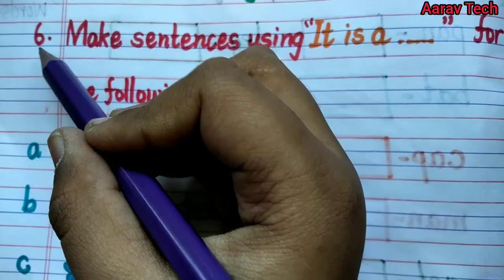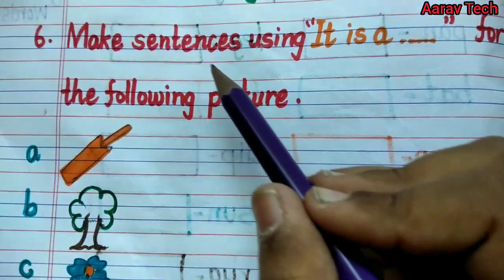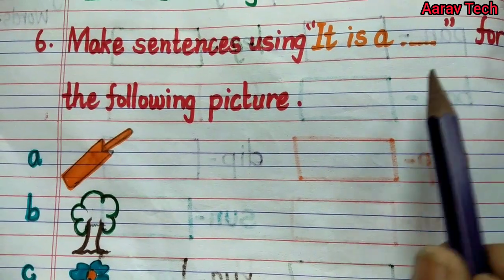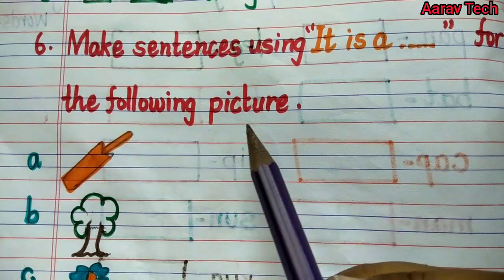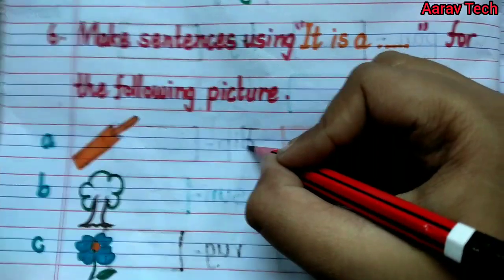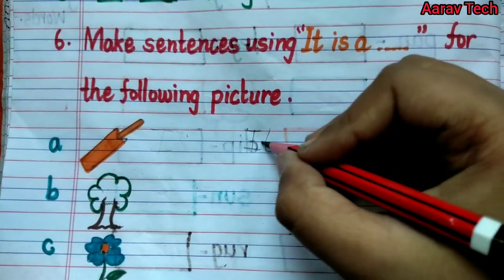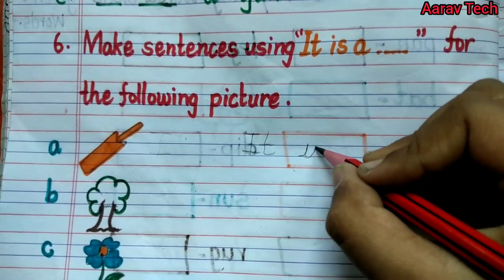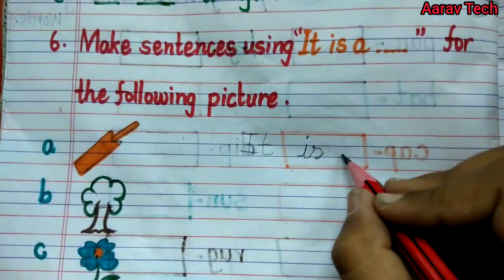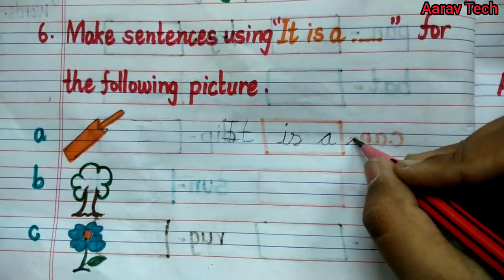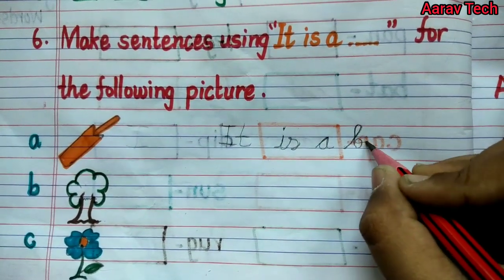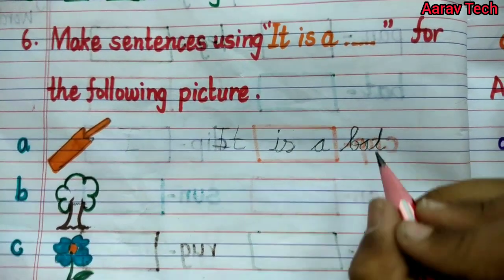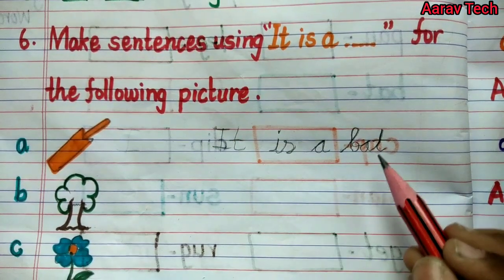is. Question 6. Make sentences using it is a database for the following picture. I, T. Yes. It's a bat. B, A, T, bat. It is a bat.